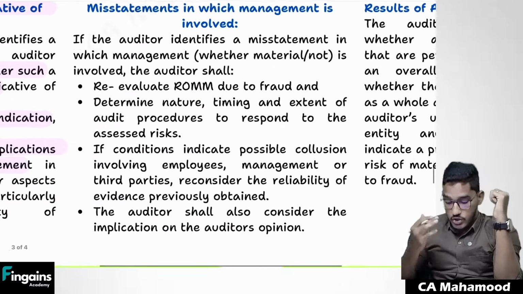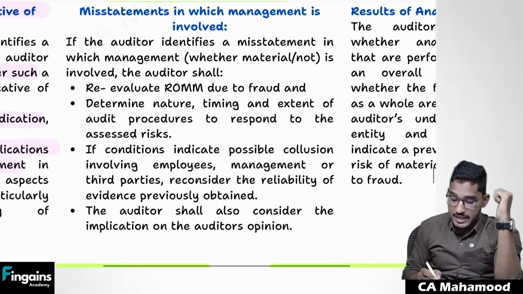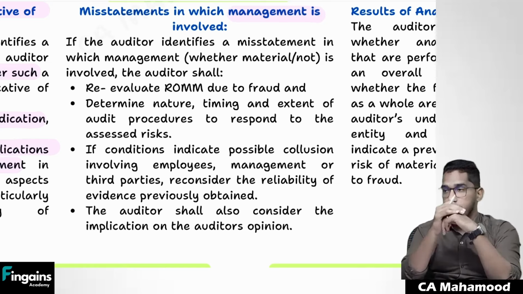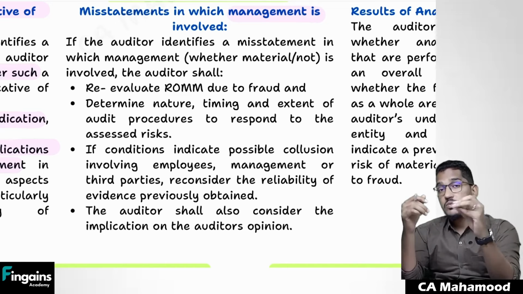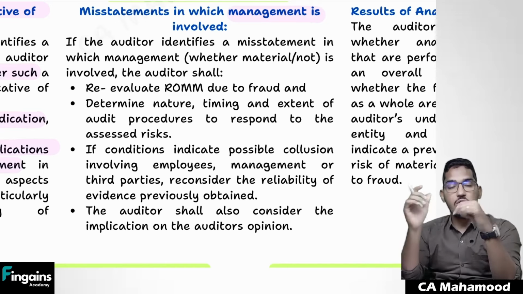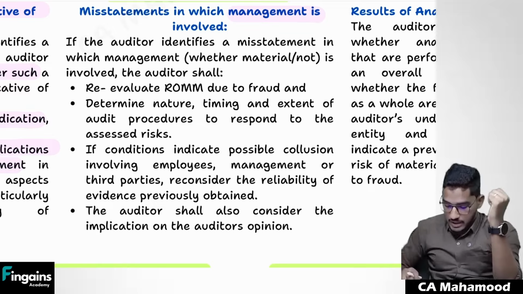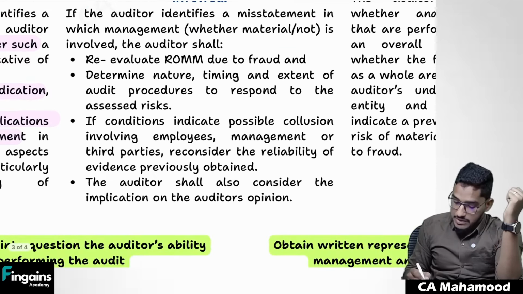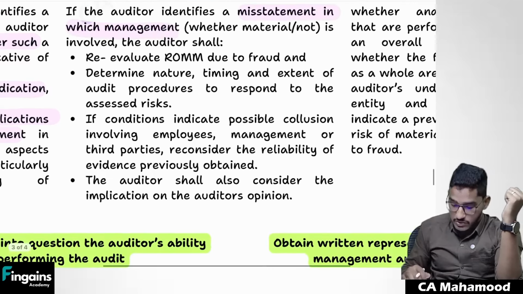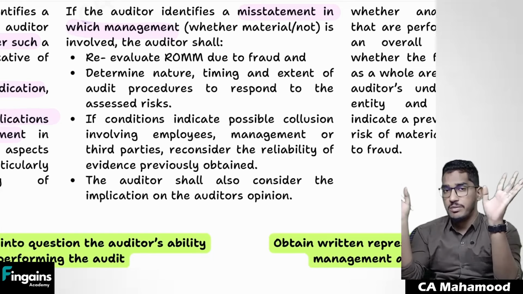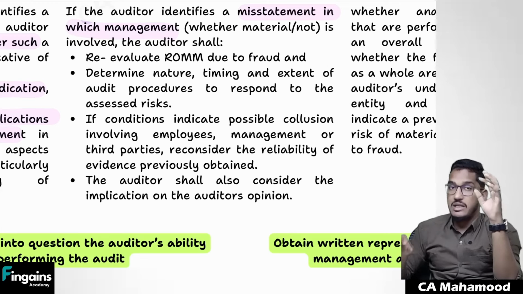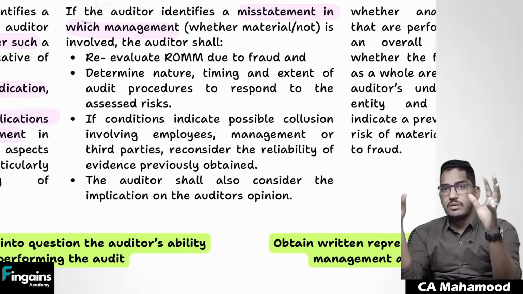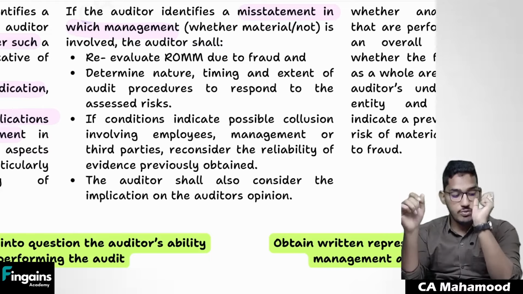Next one. Sir, you obtain audit evidence indicating that there is a fraud, and not just a fraud, there is management involvement in the fraud. The evidence is clearly indicating that there is a misstatement, and in that misstatement, who is involved? Management is involved. What should you do now? That misstatement could be material or not material, but you have to be very cautious. If management is involved in the misstatement, whether that misstatement is material or not doesn't matter. You have to be more focused here.